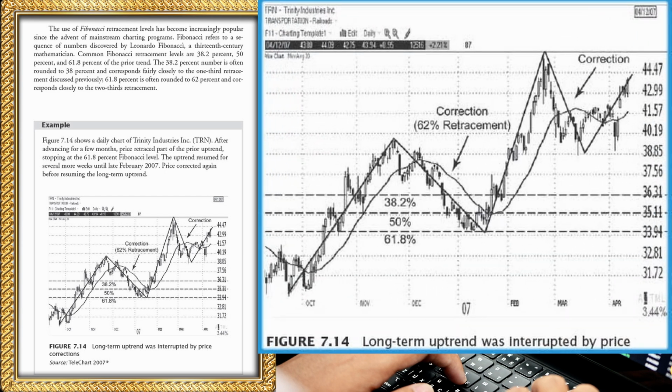Example: Figure 7.14 shows a daily chart of Trinity Industries Inc. (TRN).